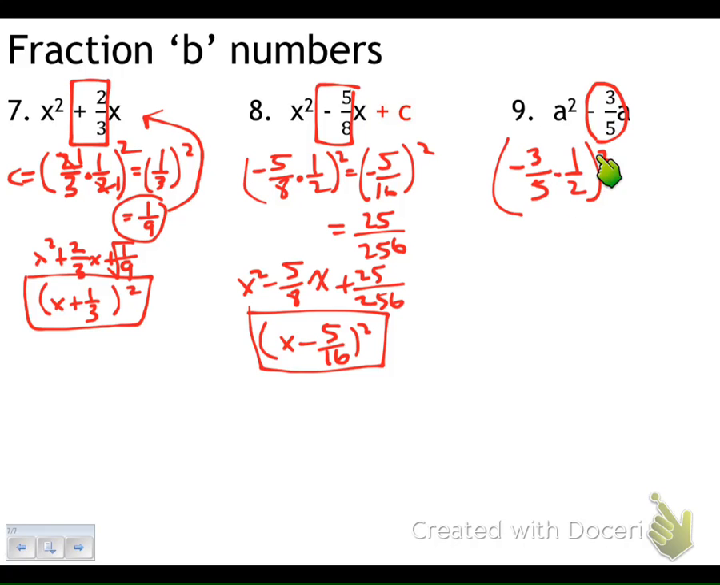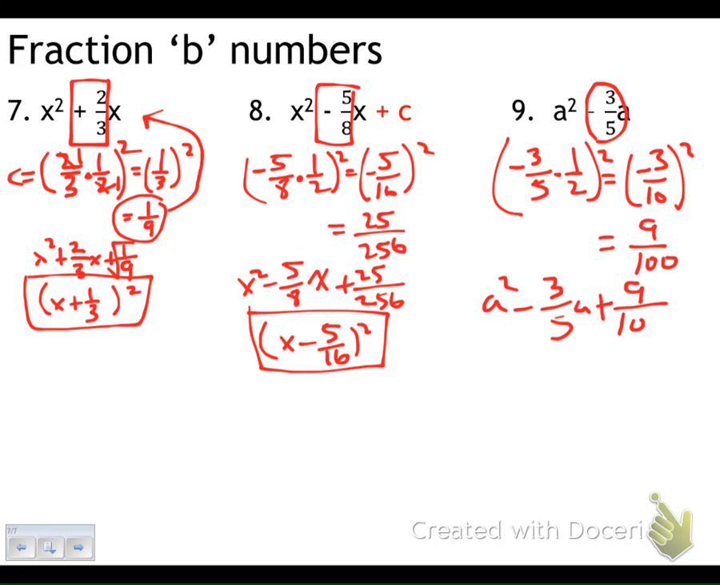3 and 2 not going to work. 1 and 5 obviously don't work. So that's going to be -3 over 10. Multiply straight across. Square that. That's going to be 9 over 100. So that's what we do: a squared minus 3/5 a plus 9 over 100.